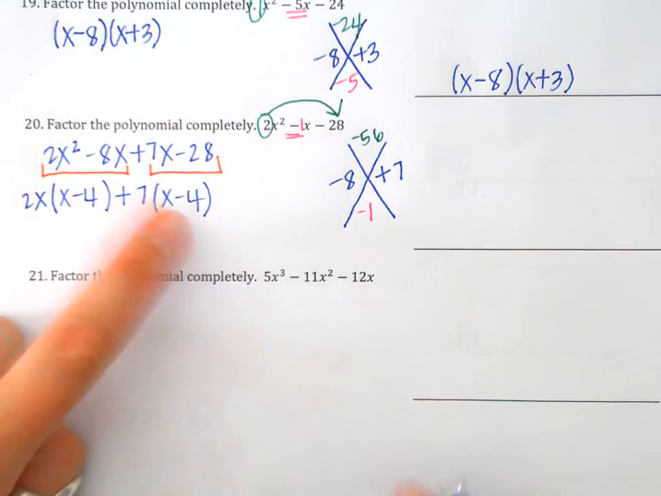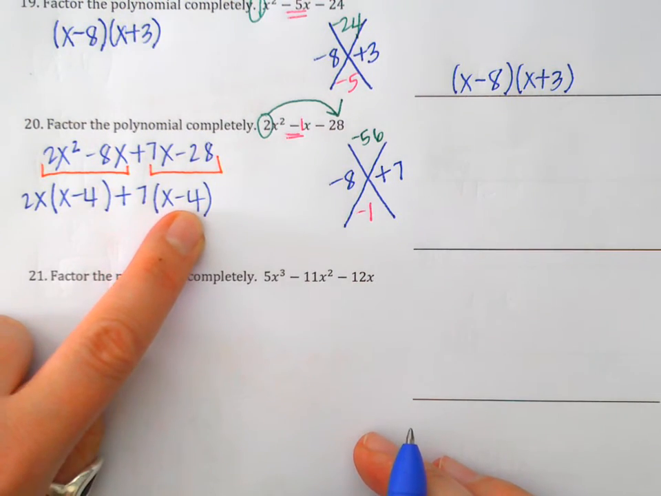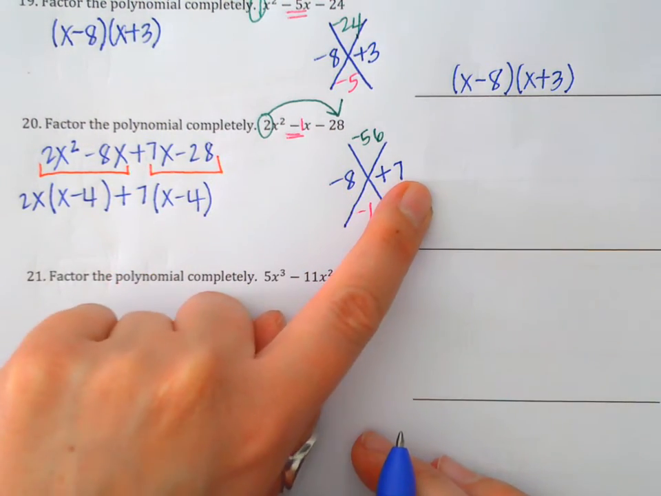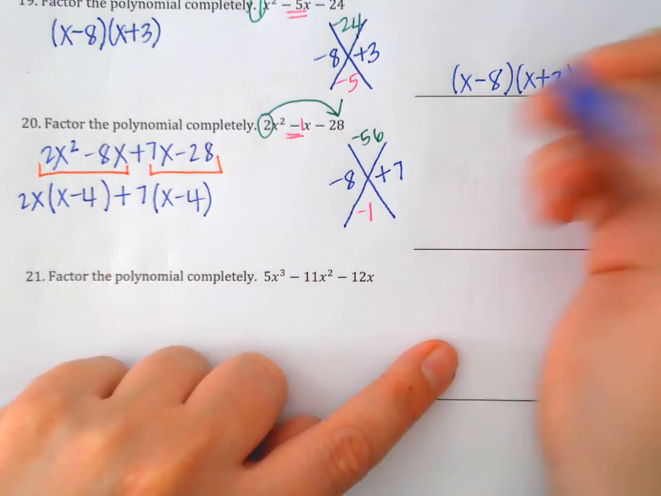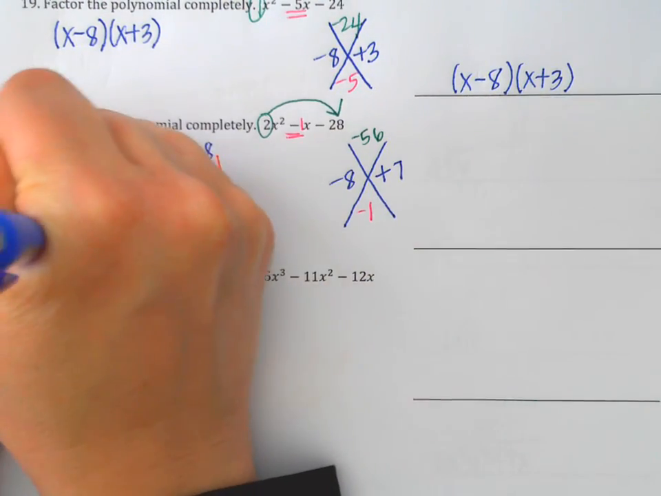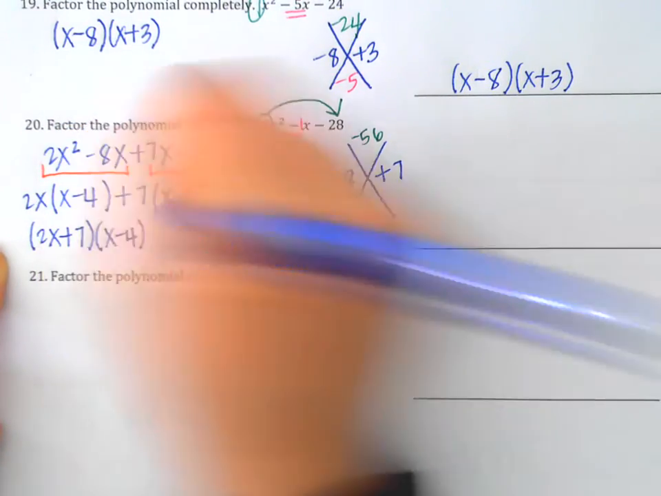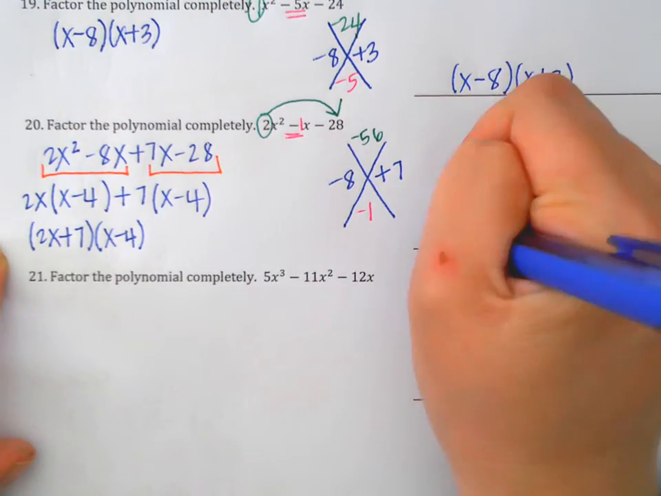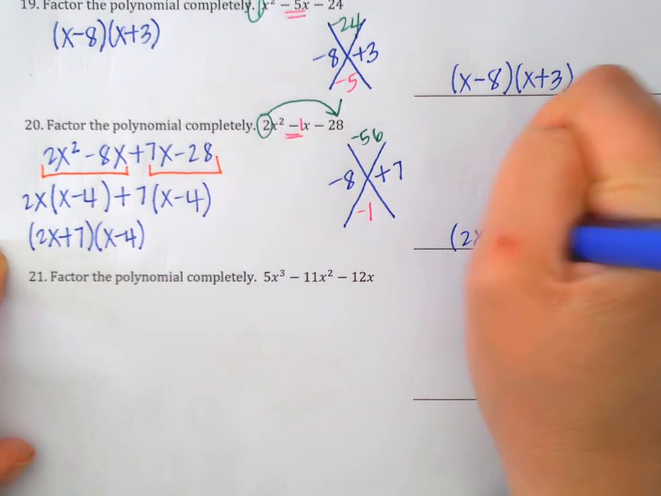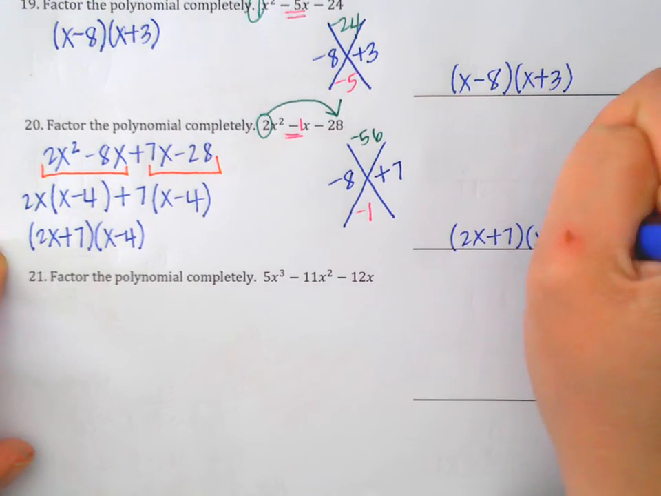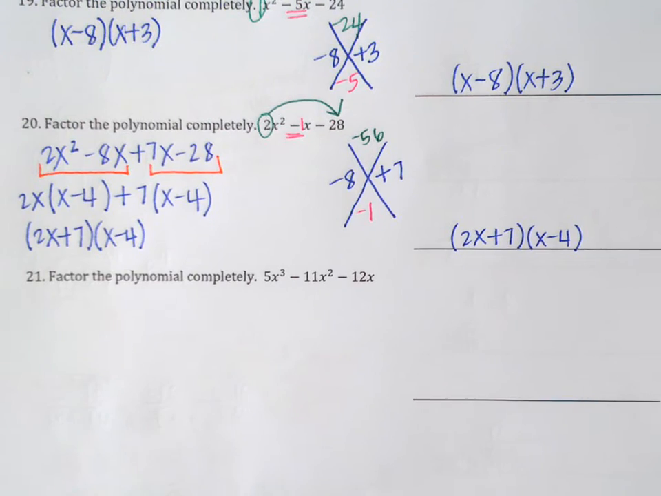Remember, if these are not the same, you've done something wrong. Go back, especially just check your numbers here. So I have my final answer. 2x plus 7 times x minus 4. And that's your final answer.